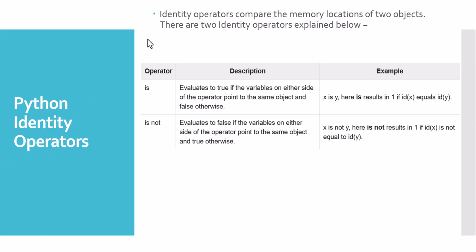Python identity operators. Identity operators compare the memory location of the two objects. There are two identity operators explained below. Basically what identity operators are doing means it is checking the memory of the operators. Like previously we saw the in and not in, and here is and is not. Okay, similarly you can use like this. If two values are there and both are compared, if both are stored in the same memory location, then it will give the true, otherwise it will give the false.